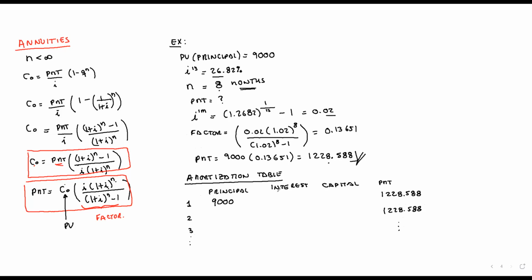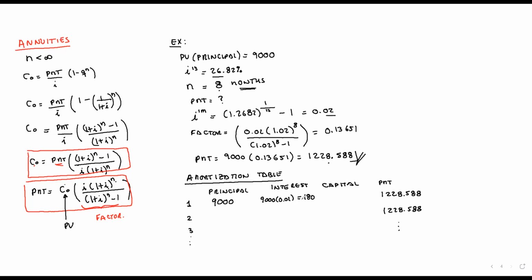So what is the interest that you need to pay for month number 1? It is simply the principal times the monthly rate. So this one here is going to be 9,000 times 0.02. And if you do this, you obtain an interest of 180.